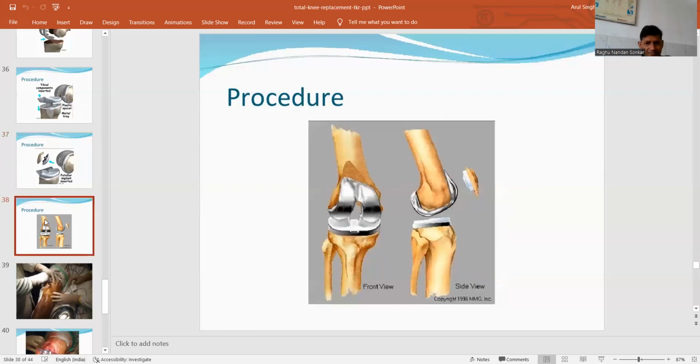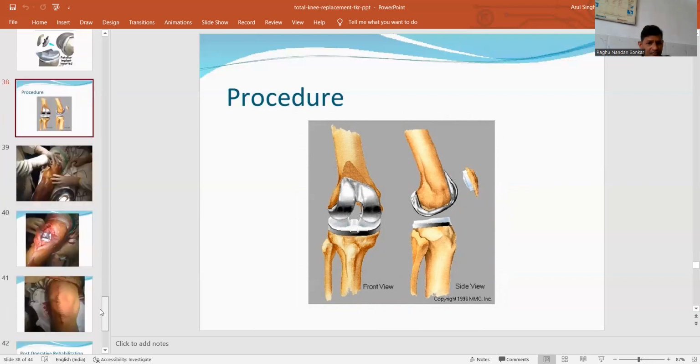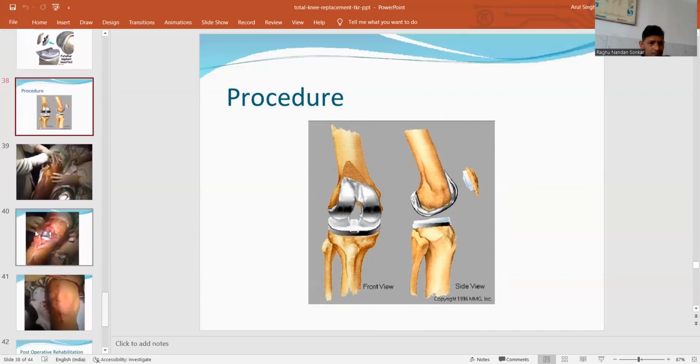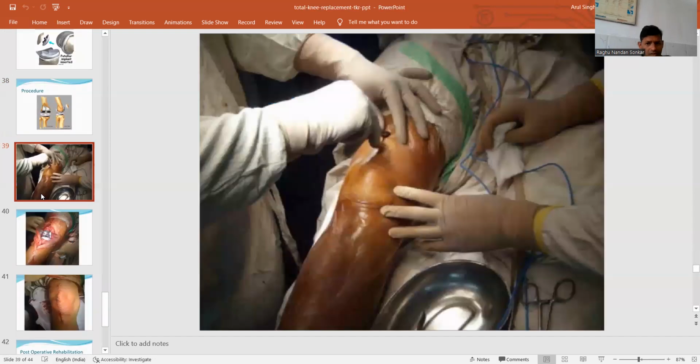In this picture, this is the post-operative picture in which the femoral component, tibial component, and patella component may be seen. This is the surgical technique.